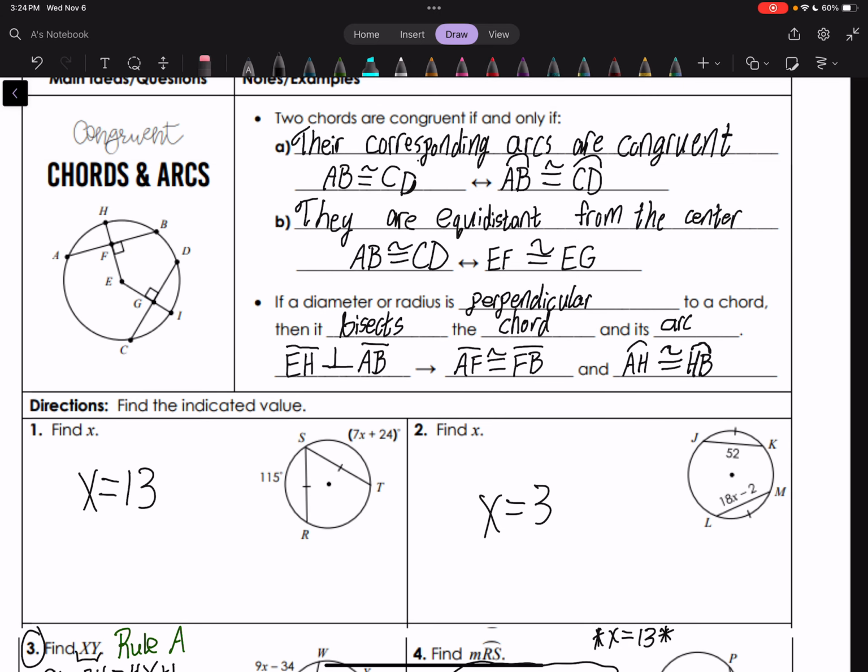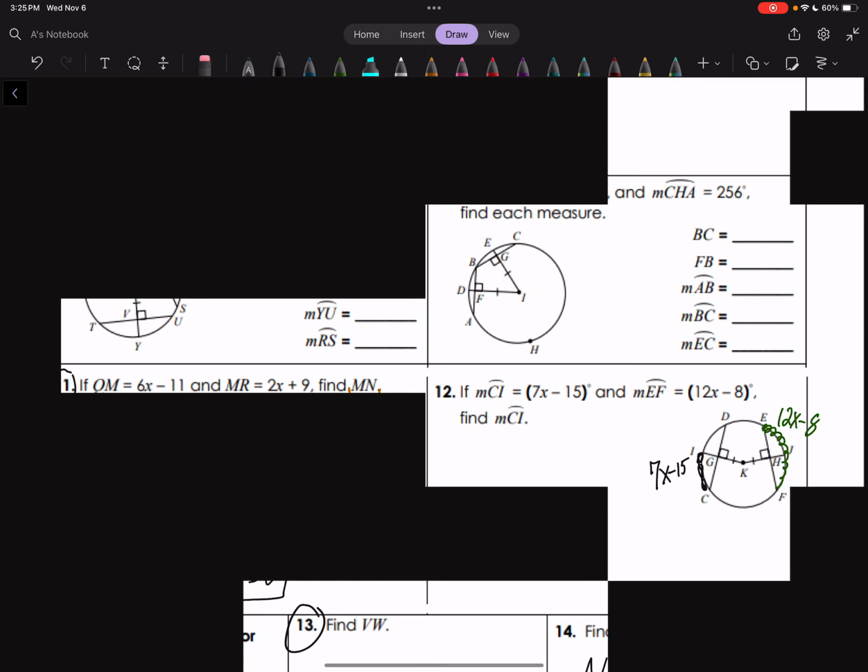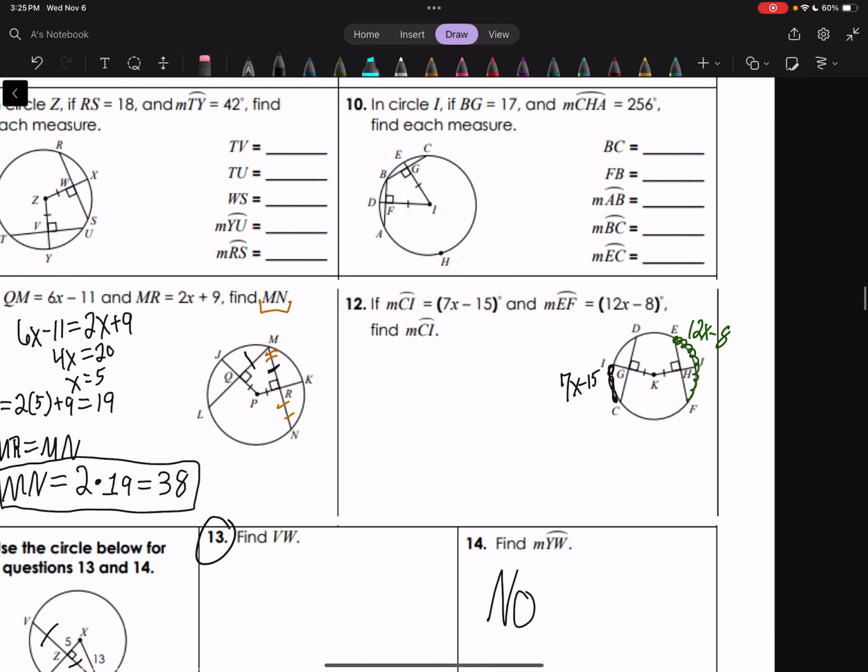I know the arcs are congruent because of rule A. So, I know that 7x minus 15 would be equal to IF. However, I'm looking at the total arc, so I'm going to add in another side there. So I'm going to multiply that by 2. So 2(7x minus 15) is equal to 12x minus 8.